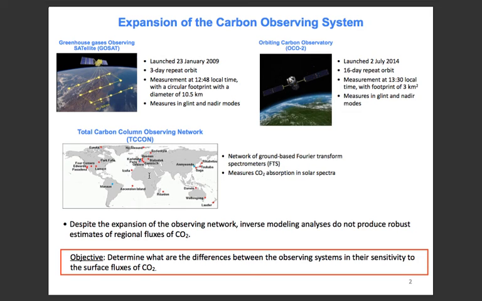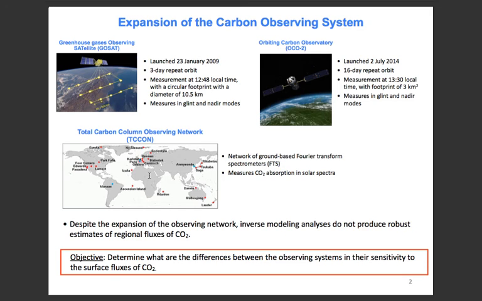And so Brendan and I were curious as to how sensitive the observations are to the surface fluxes. That's the sort of thing we can do quite easily with the adjoint of GEOS-Chem. So we decided to use the GEOS-Chem adjoint to determine the differences between the observing systems in terms of their sensitivity to the surface fluxes of CO2.